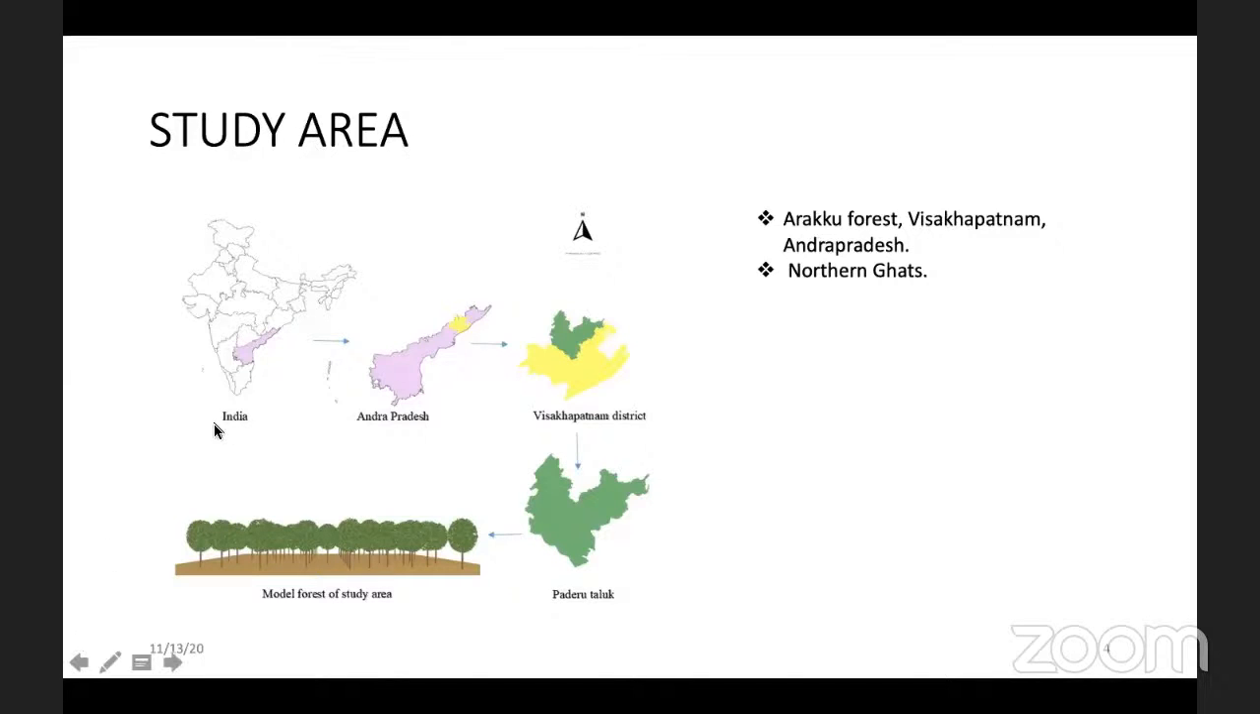So this Araku forest is situated in Paderu Taluk of Visakhapatnam district. And I have selected only a very small area, a 95 by 65 meter area only. It is also a part of the Eastern Ghats.